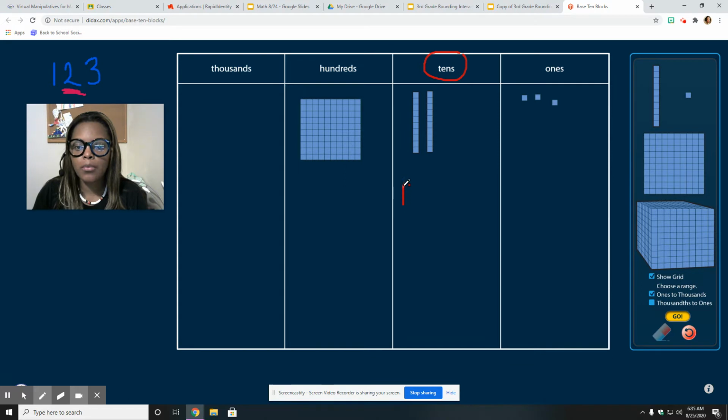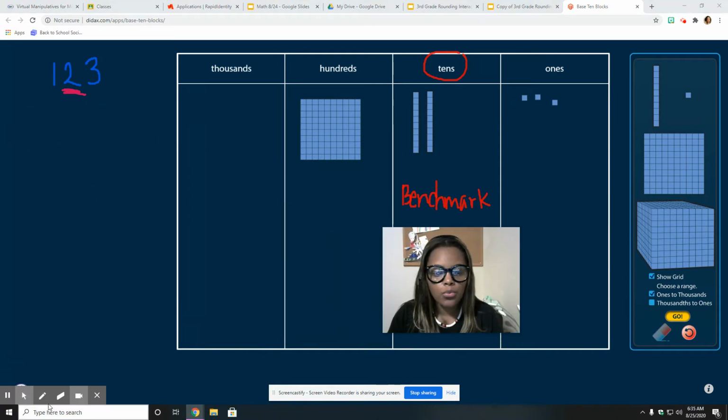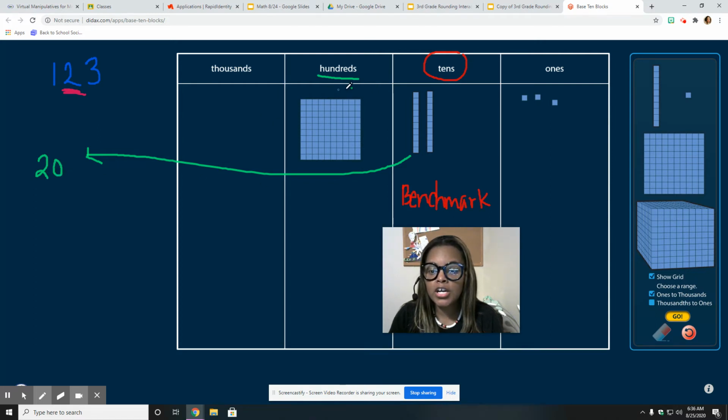So I'm going to make sure I write that benchmark. So we're going to pull that tens out. Okay, let's pull it out. When we pull it out, that becomes our first benchmark number. Okay, but remember, it's hundreds. Okay, so we can't forget this. Our first number is 20, but we cannot forget the hundreds because our original number is 123.